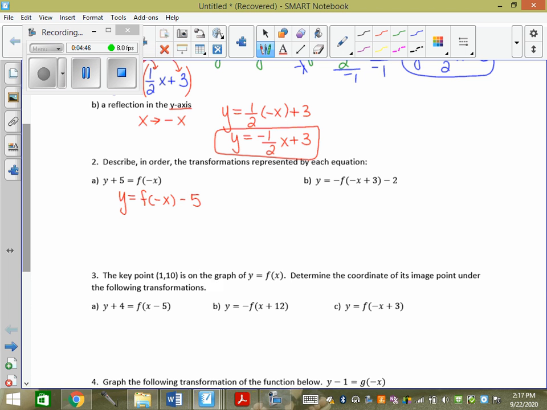Now, there are no stretches because there's no numbers in front. There's a reflection because there's a -1 in front of the x. So I have a reflection in the opposite axis, because if it's making all my x's negative, my negative x's are becoming positive, my positive x's are becoming negative, and I have a reflection in the y-axis.